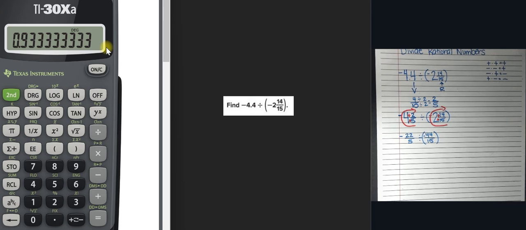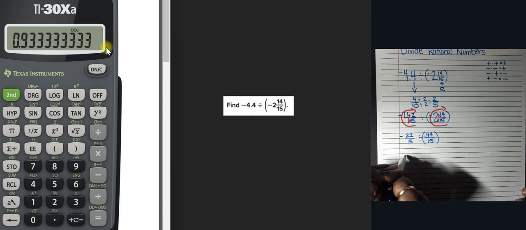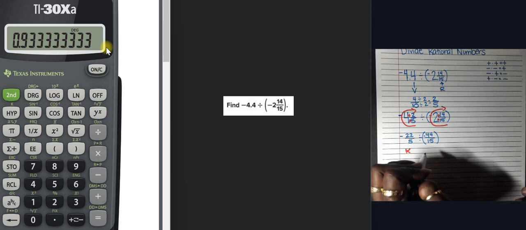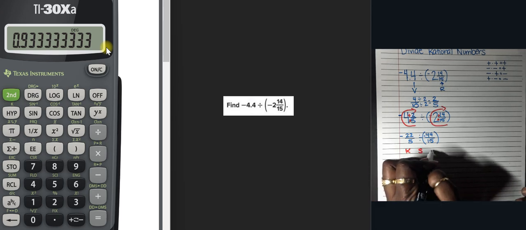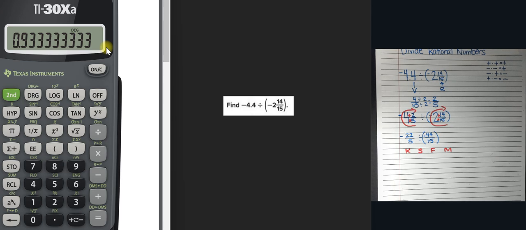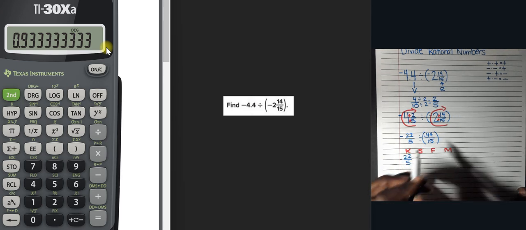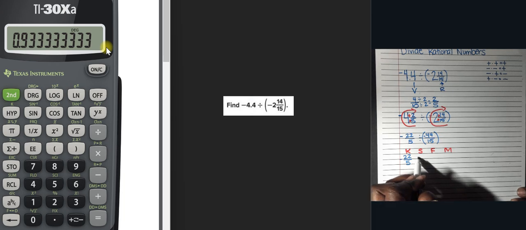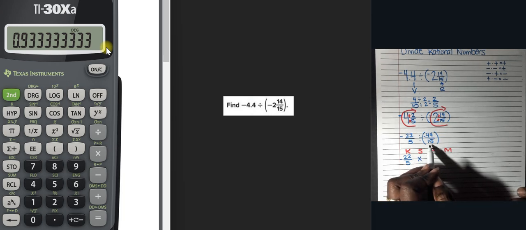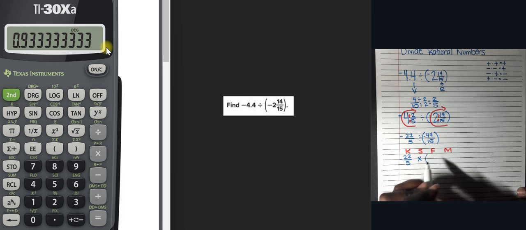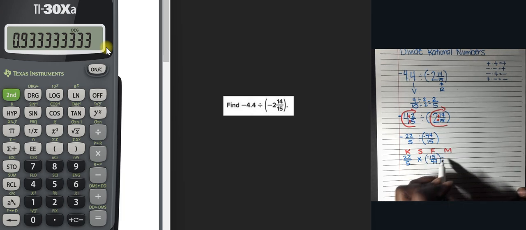Okay. All right. And so now we're going to use our keep it, switch it, flip it, multiply across method for us to get rid of the division of the fraction. So keep it, switch it, flip it, multiply across. All right. So we have negative 22/5. We're going to keep that. We're going to switch our operation to its inverse, which is going to be multiplication. And now we're going to flip our second fraction, which is going to be, instead of 44 over 15, 15 over 44. And don't forget that negative sign. And now we just need to multiply across.